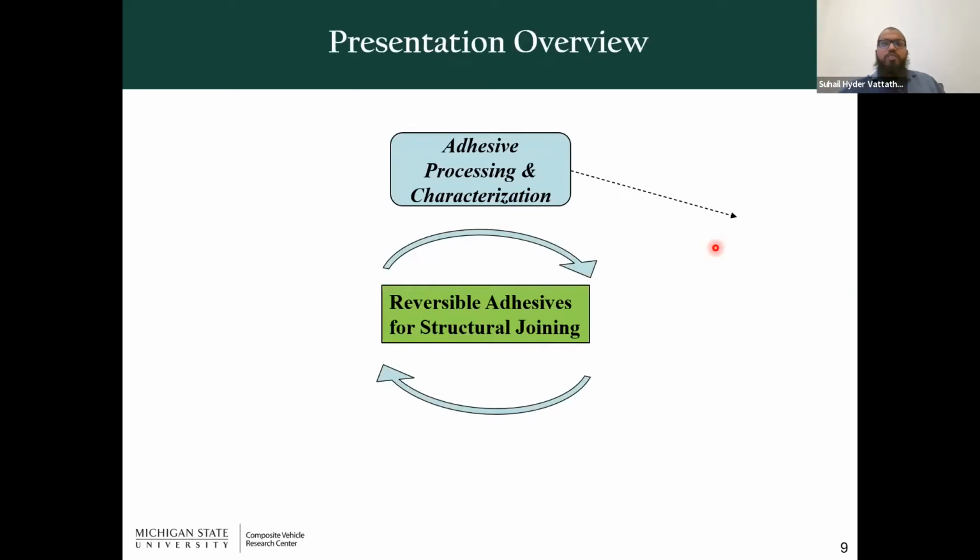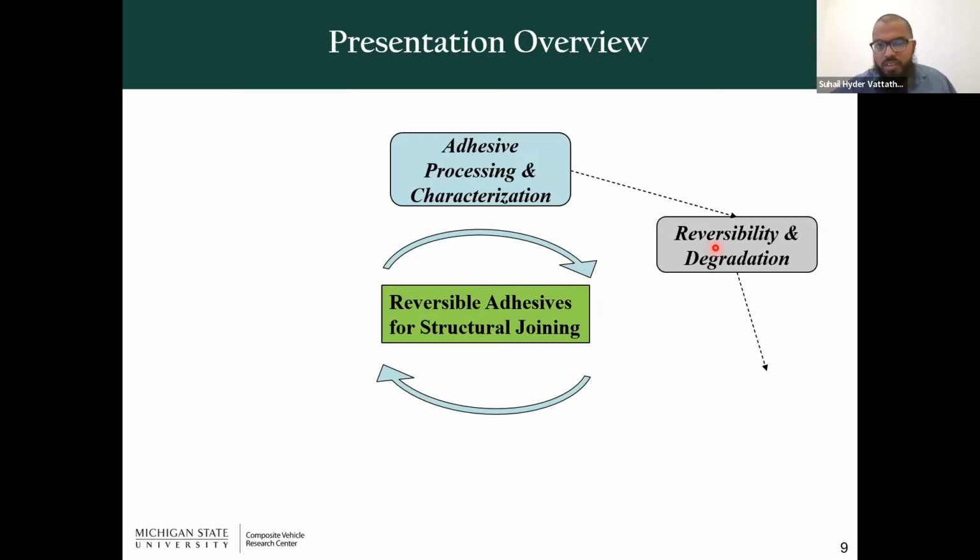Now, I just want to give you a presentation overview. The first step will be how we manufactured this adhesive, and what the different characterizations were that we took. And then the second step is the reversibility and degradation. So we call it reversible adhesive. To what extent can we reverse it? How many heat cycles can it withstand before it completely loses its mechanical properties? And to what extent does it degrade? So that is the second step.